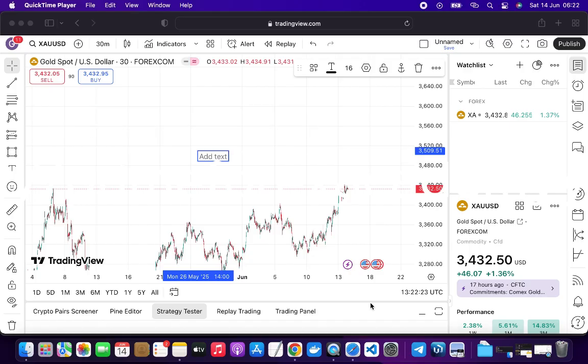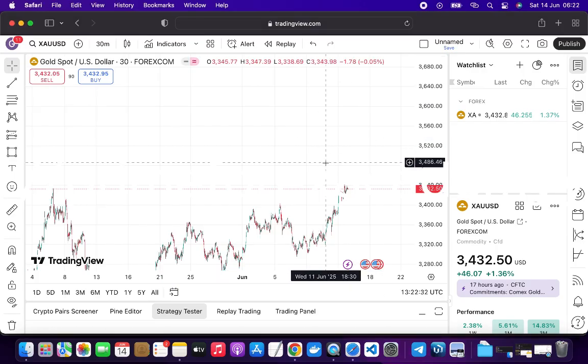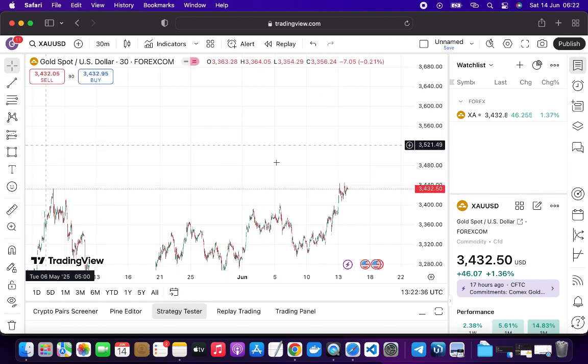Alright, with that being said, let's proceed. So yes, my trading strategy is actually very simple. It's pretty straightforward, and my risk management plan is really straightforward as well. So without wasting too much time, let's get into it.